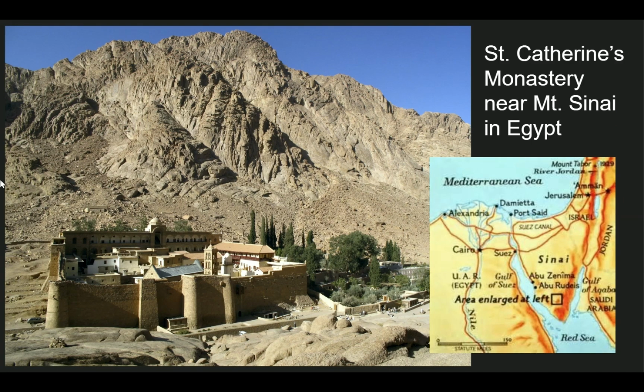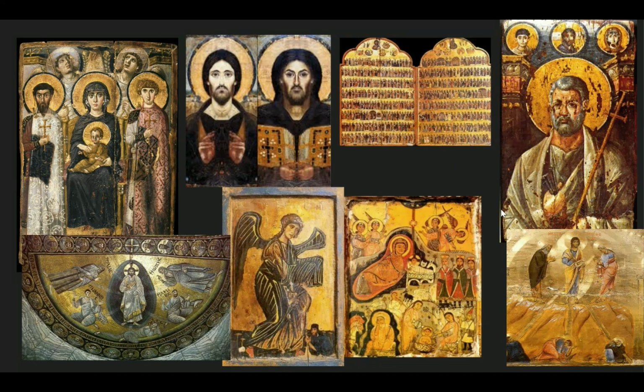So we're heading over to Egypt, and look at how, out in the middle of this desert pretty much, we have St. Catherine's Monastery near Mount Sinai. We have a few periods of iconoclasm in which many, many icons were destroyed, but it didn't reach this monastery. So many of the icons that we study from this area are from this monastery.